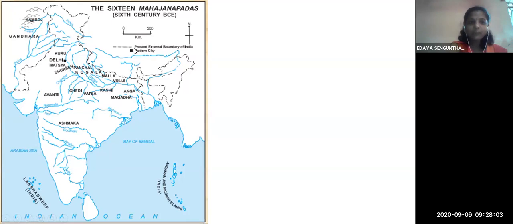Delhi is today's modern city. See, the line shown here is the present external boundary of India, and the box shown is the modern city Delhi. All other words mentioned here are the names of Mahajanapadas which existed in the 6th century BC: Shursen, Avanti, Ashmak, Chedi, Vatsa, Panchal, Kosala, Malla, Vriji, Kashi, Magadha, Anga. These were the Mahajanapadas which existed in the 6th century. Now we can see this in the current map.